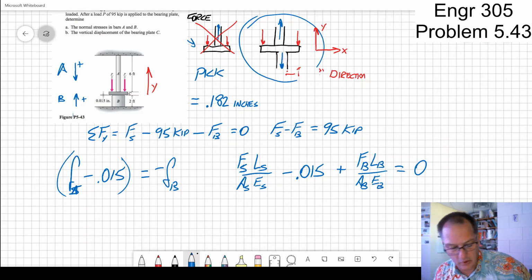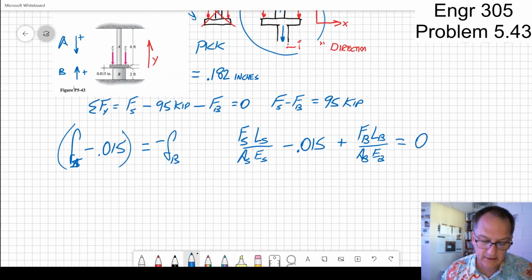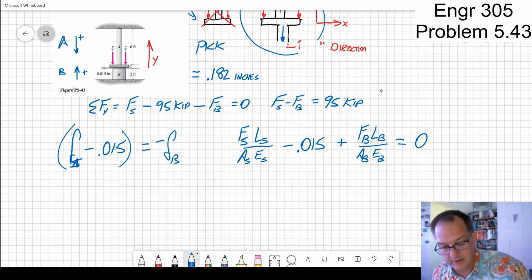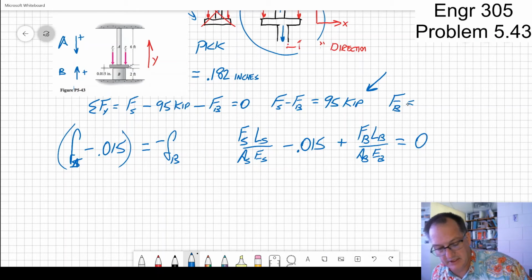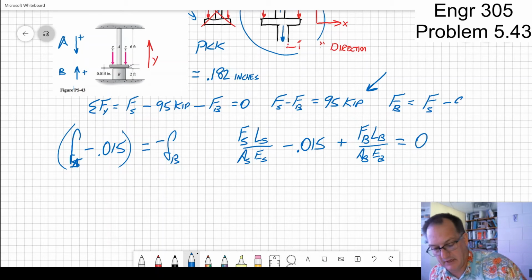Now I'm going to rearrange. I'm going to replace. I'm going to go to this equation and rearrange it so that the force in the bronze is equal to the force in the steel minus 95 kip.